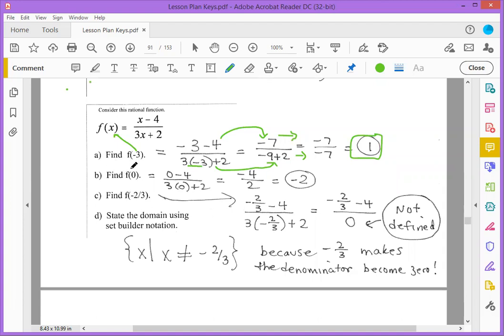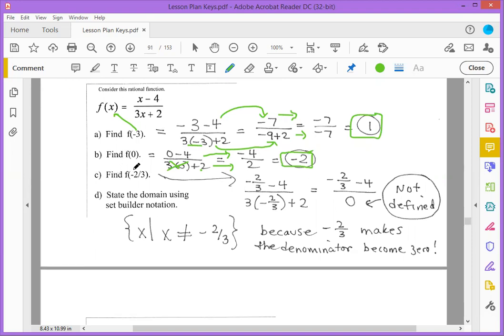Part B, we're finding f of 0, so we'll perform similar steps, except this time we're going to substitute 0 everywhere we see x. So f of 0 is equal to 0 minus 4 in the numerator. That simplifies to negative 4. In the denominator, 3 times 0 is just 0, plus 2 gives us 2. And negative 4 divided by 2 gives us negative 2.